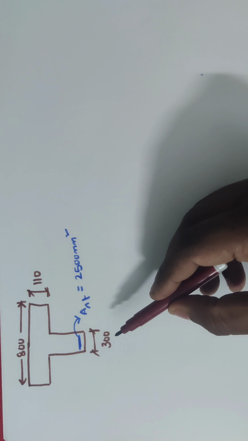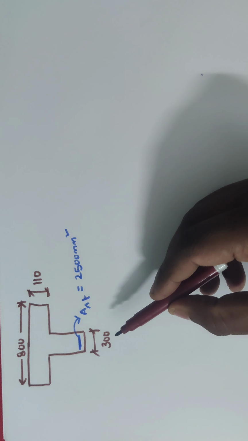Effective depth is 600. Effective depth means here to here. Effective depth is 600 mm and area of the steel is given as 2500 mm square. Right? Now we need to determine the moment of resistance. How can we determine the moment of resistance?